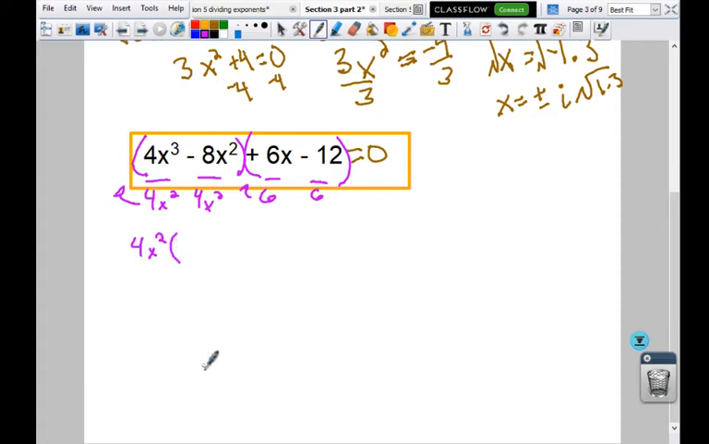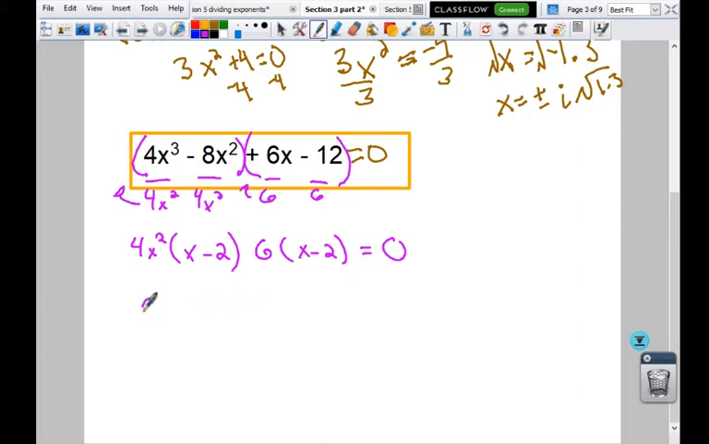Alyssa, what do I have after I take this out inside this first parenthesis? X minus 2. Okay. And then I'm taking out a 6 from the second one. What do I have left after I take that out? 4x squared plus 6. Alright, so it equals 0.